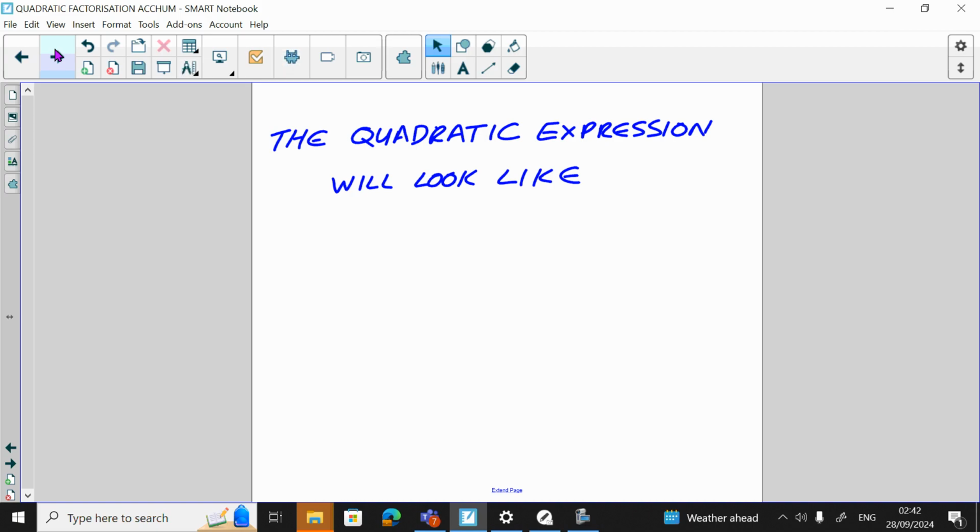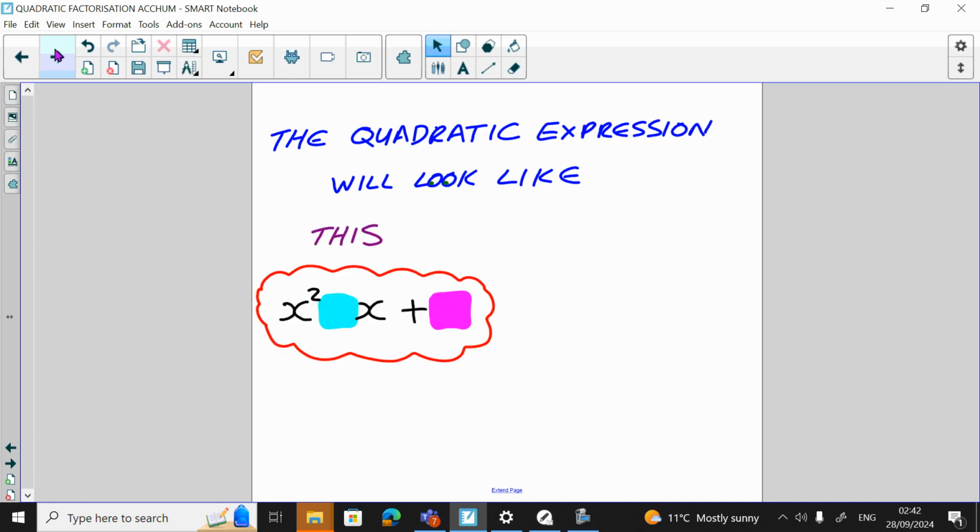This might look a little bit bizarre, but just stick with it. I'm just going to stick with x squared. It could be y squared, it could be z squared, it could be a squared. But what we sometimes call it is the unitary coefficient. That means the number in front of x squared is 1. That's what we are going to be dealing with. It'll be 1x squared. So from now on, that's what we're dealing with.